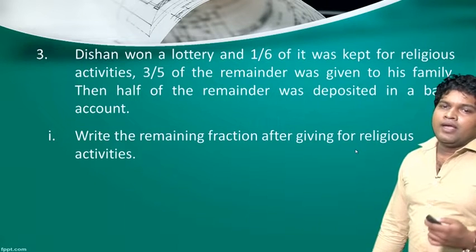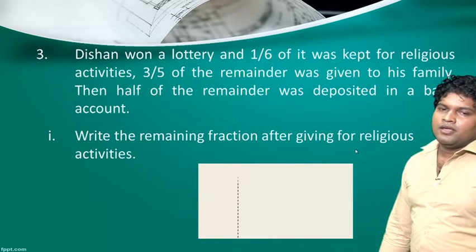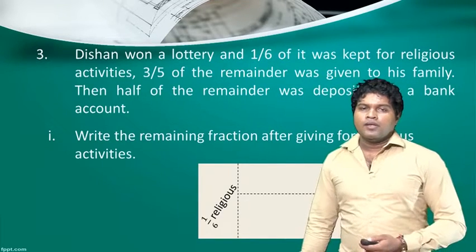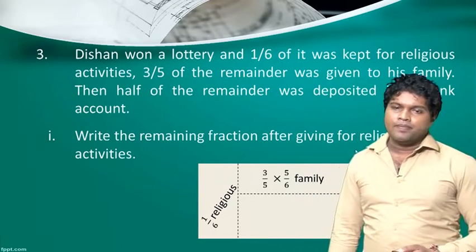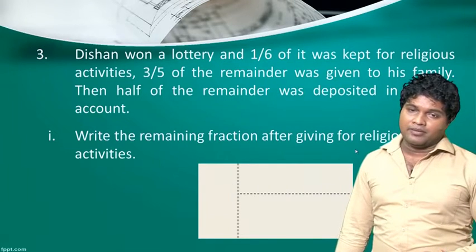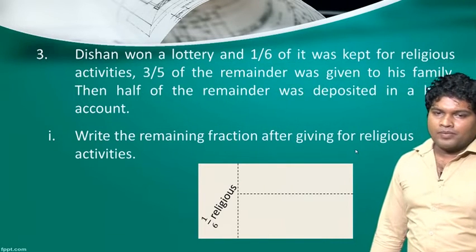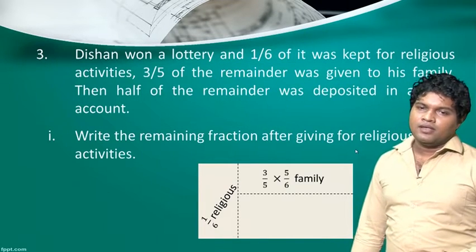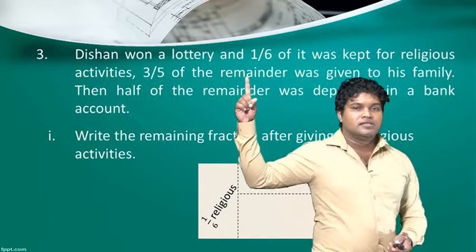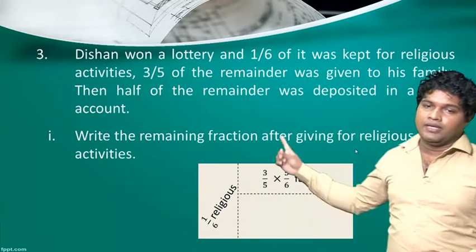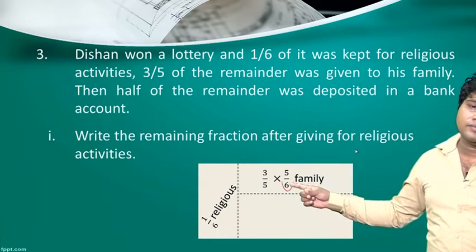Explain now. If we separate 1/6, the remaining is 5/6. You see the diagram before giving the answer: the 1/6 for the religious activities. Once again, we draw a diagram. The first one, 1/6 for the religious activities. 3/5, as given in the question, 3/5 of the remainder was given to his family. The remainder is 5/6.